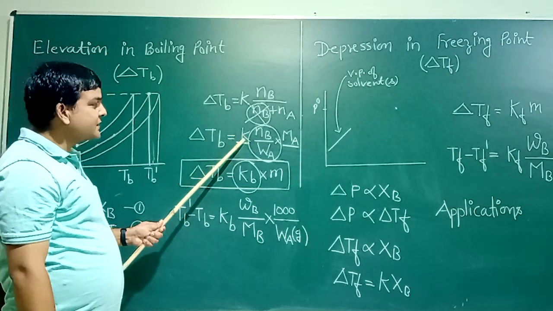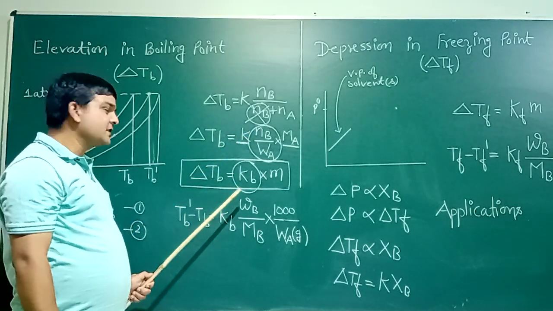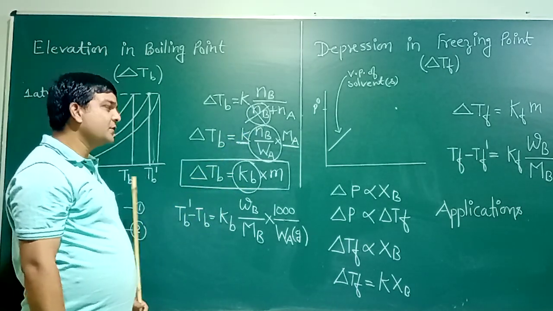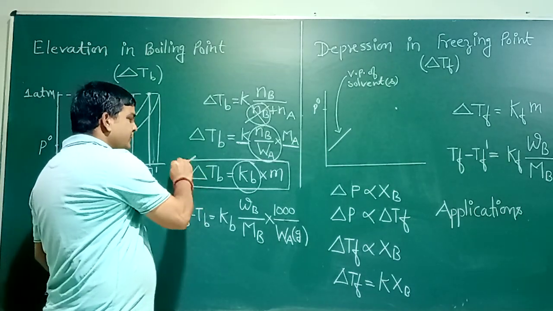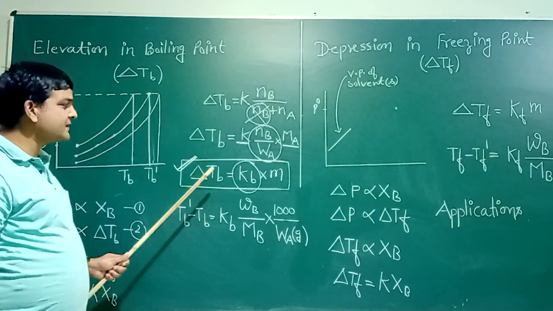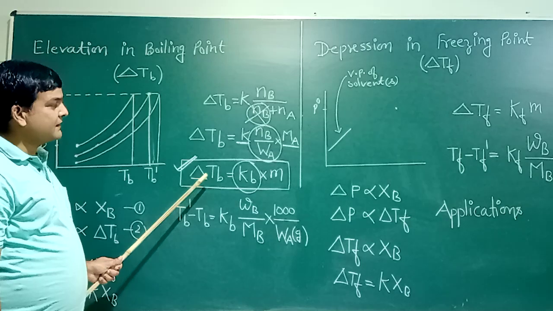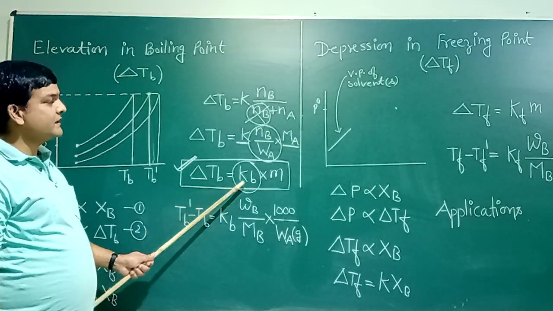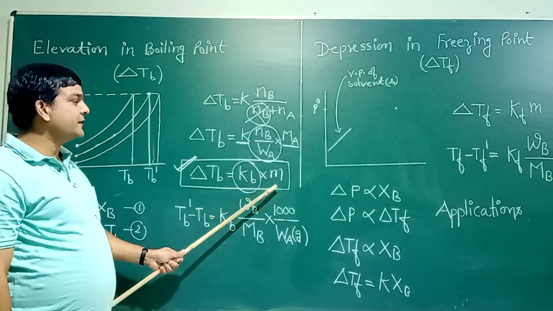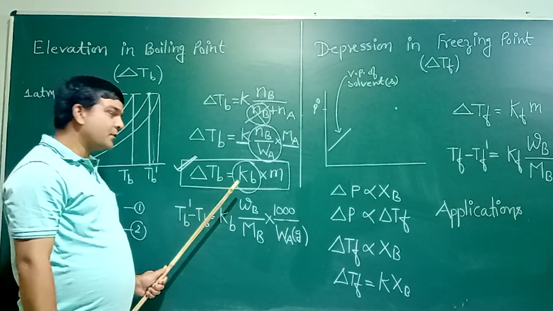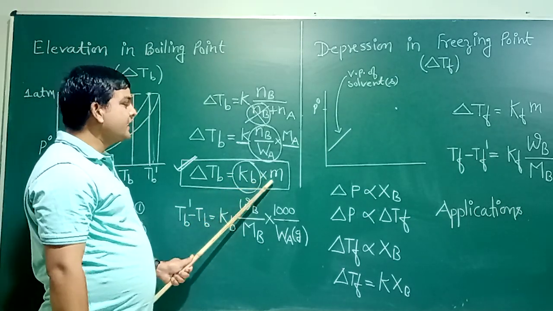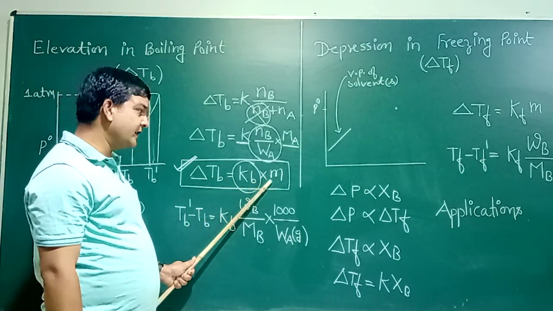K is known as elevation constant, and Kb is known as molal elevation constant. So finally, you have to use this formula for numerical purposes: delta Tb, which is elevation in boiling point, equals Kb into m, where Kb is the molal elevation constant and m stands for molality.